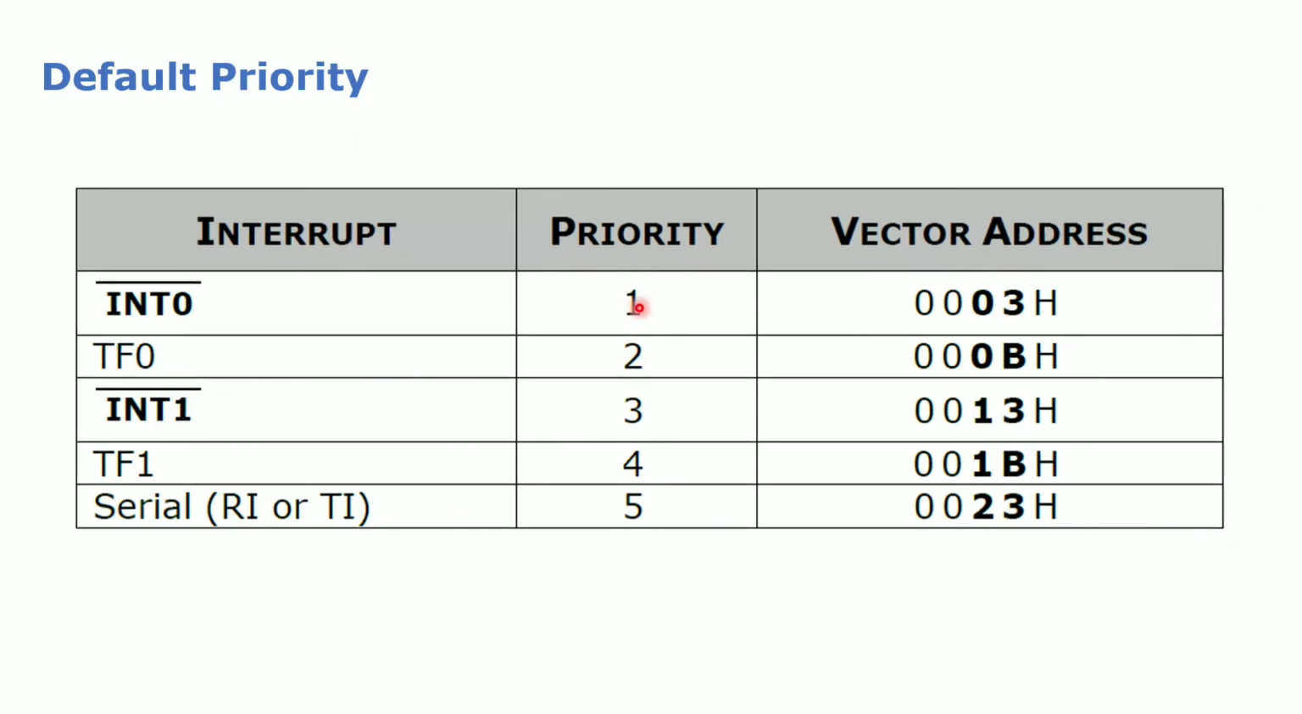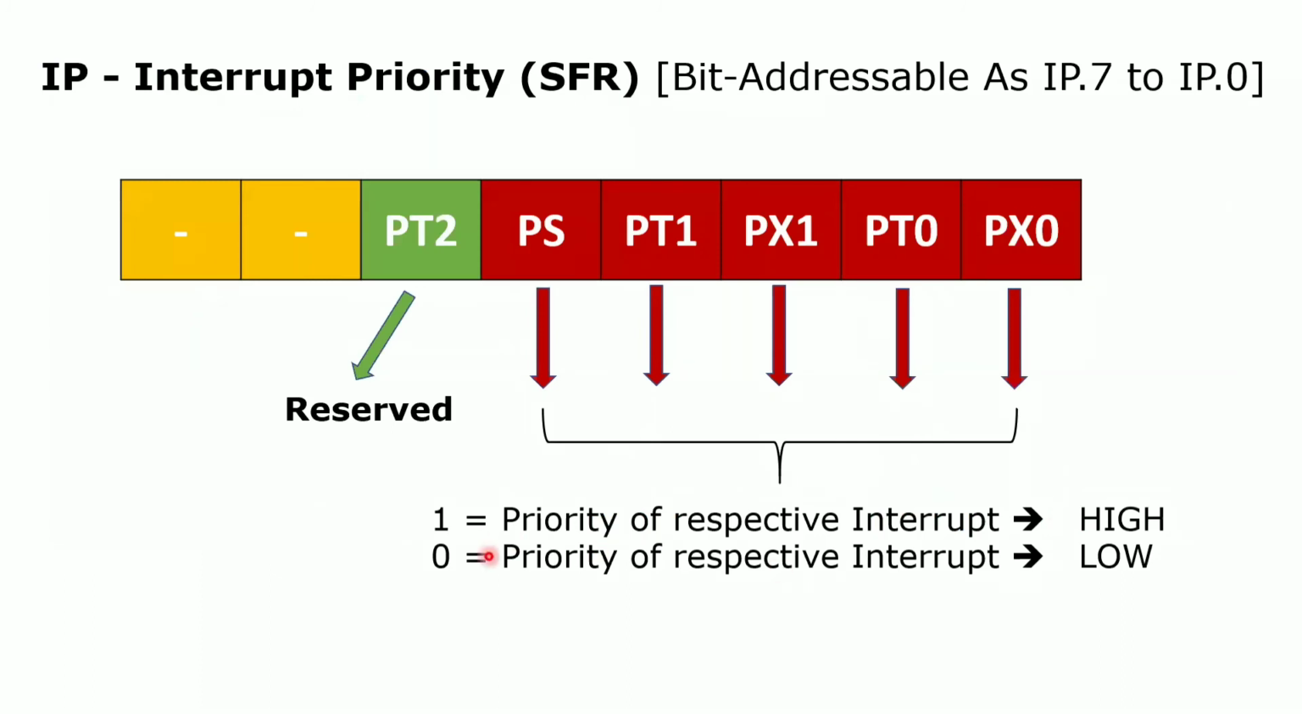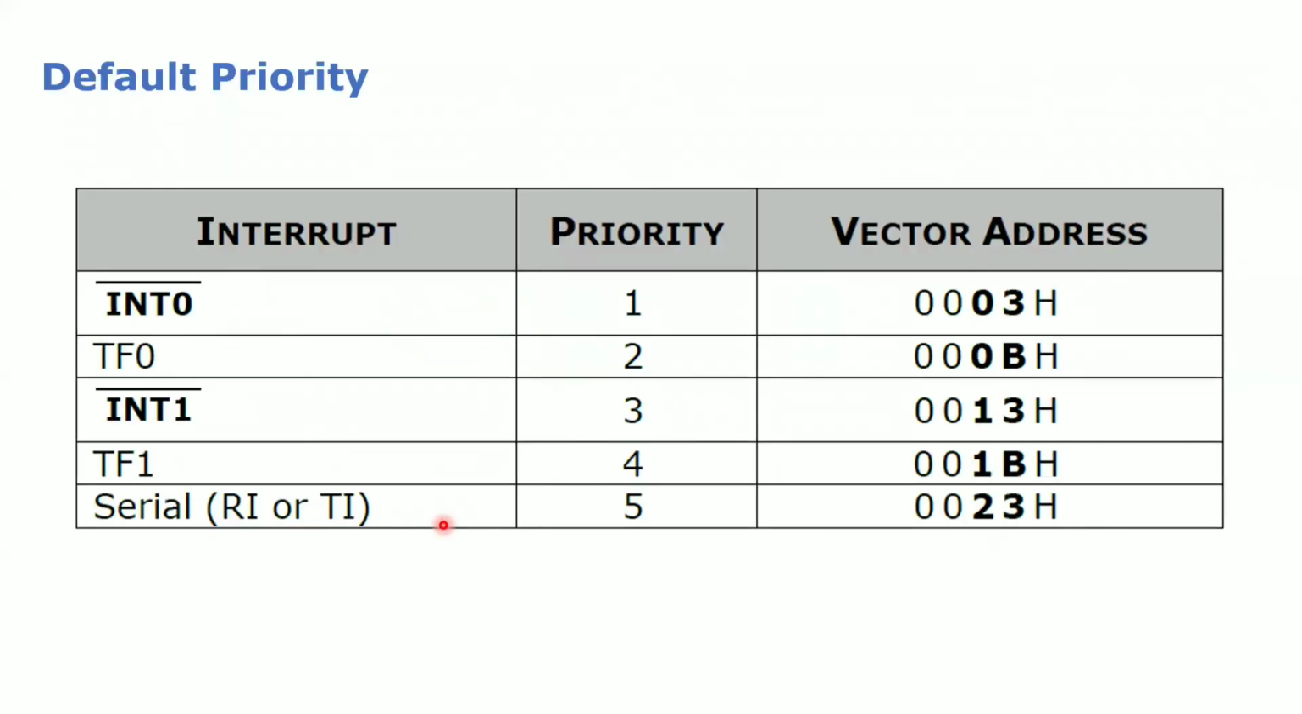Just now we have discussed this previously. If you write 0 to the bit, it will remove the priority from that particular interrupt, and for the next interrupt it will give the highest priority. So this is how we give the default priority to the interrupts.